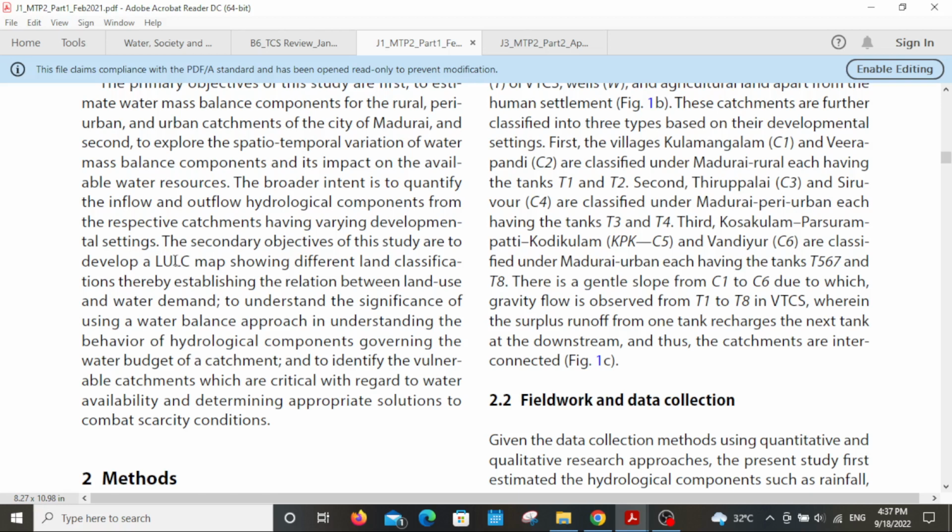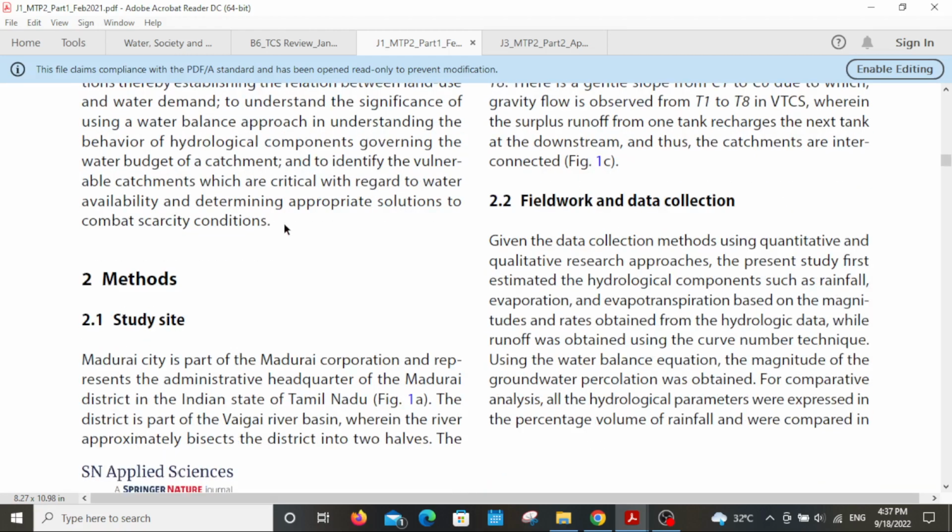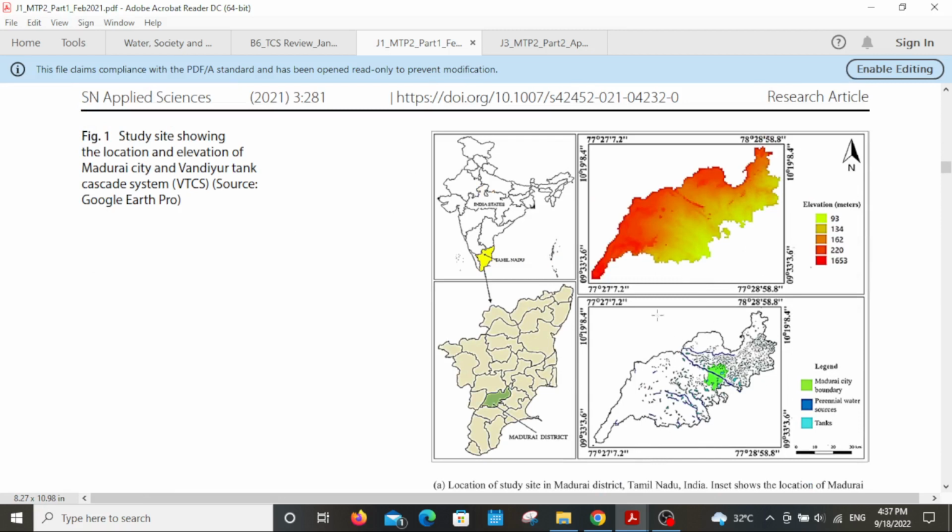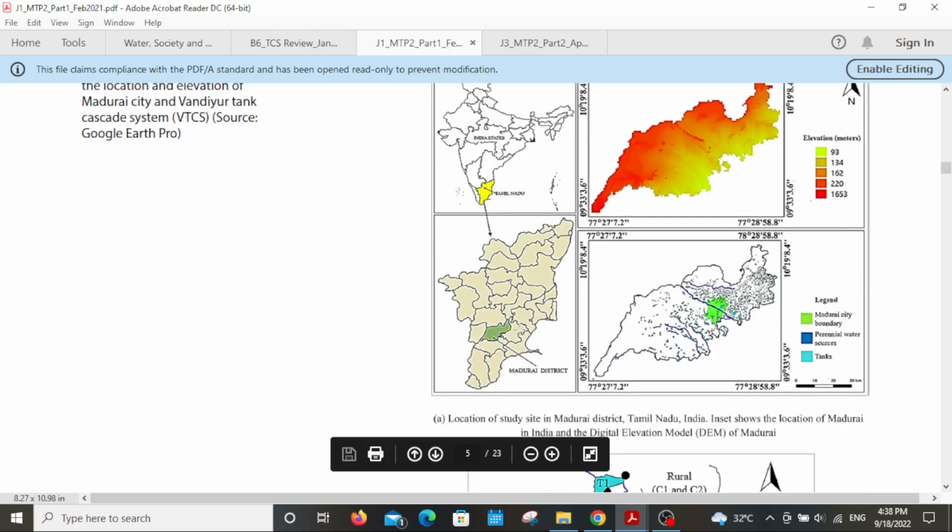I insist that all the enrolled candidates must read this paper and get themselves more clarified about how these methods are being used for finding the various hydrological components for understanding the tank systems. So here is our study site. Tamil Nadu is located in the south of India, and we have Madurai, which is again located in the south of Tamil Nadu. This is Madurai, and this is the boundary over which we are making our investigation.